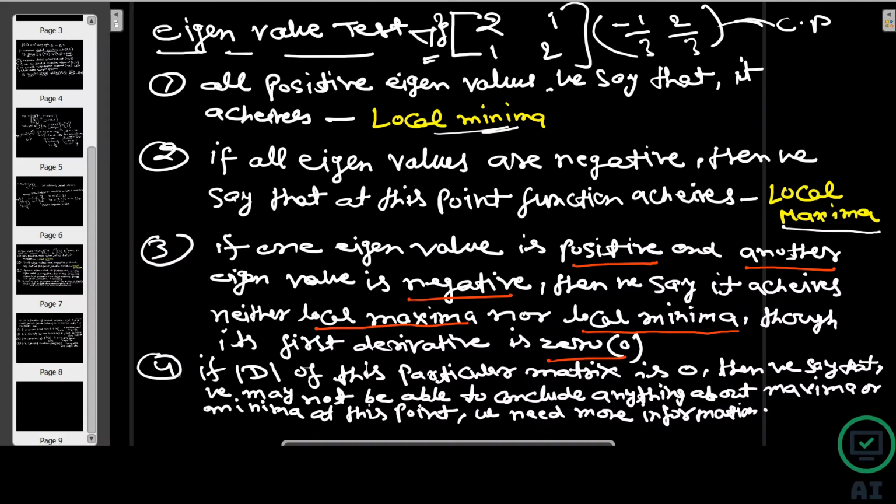And the fourth point is that if the determinant of this second derivative matrix is 0, then we may not be able to conclude anything about maxima or minima at this point. We need more information. So I hope you have understood this eigenvalue test also.